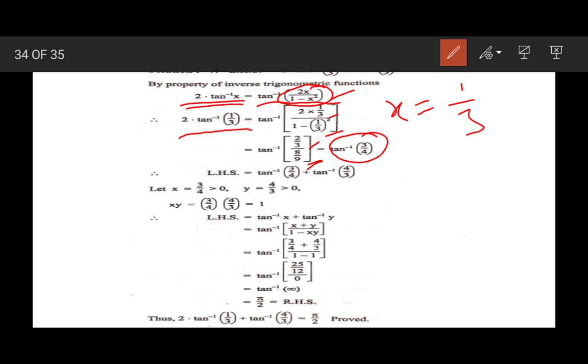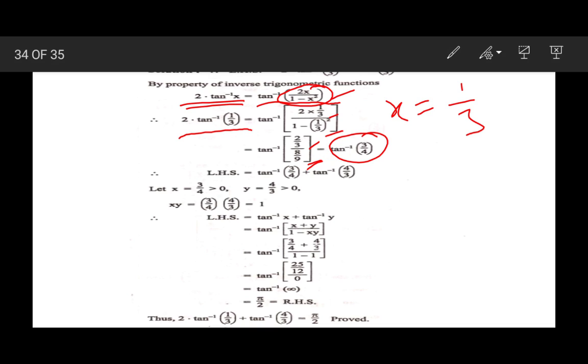Now since this is what? See, 2 into tan inverse 1 upon 3 is reduced into tan inverse 3 upon 4. Okay. So the left hand side is now tan inverse 3 upon 4 plus the second term as it is. The second term is tan inverse 4 upon 3. And this is in the form of tan inverse x plus tan inverse y.